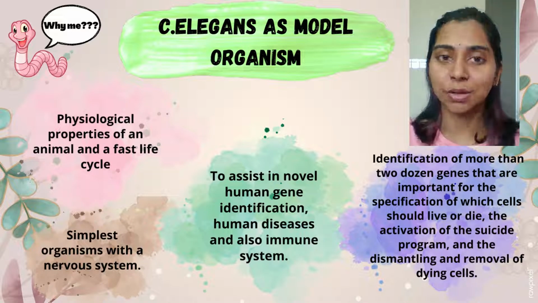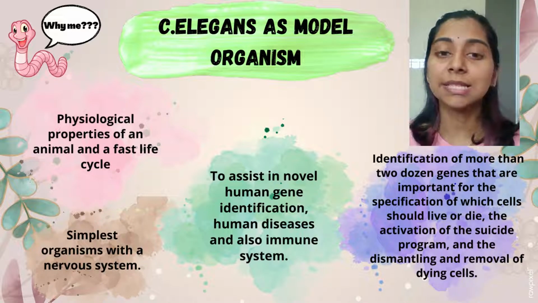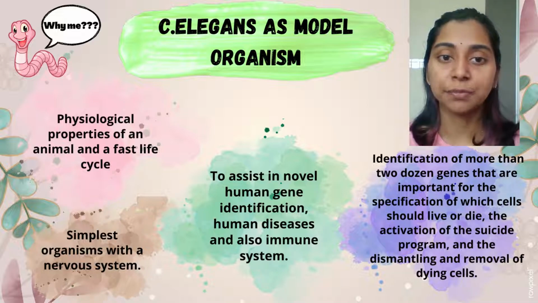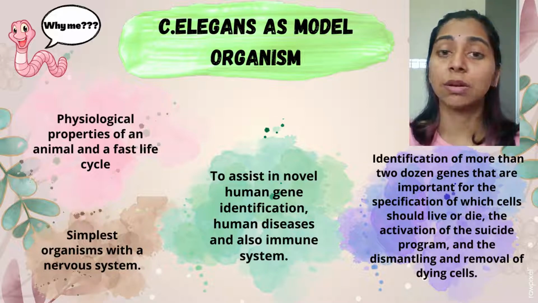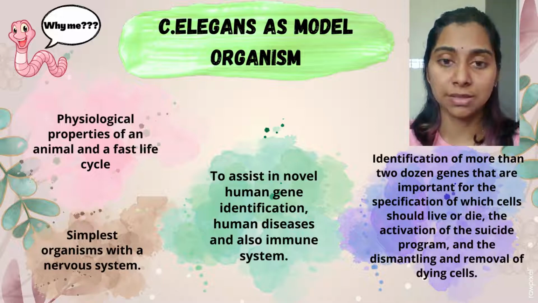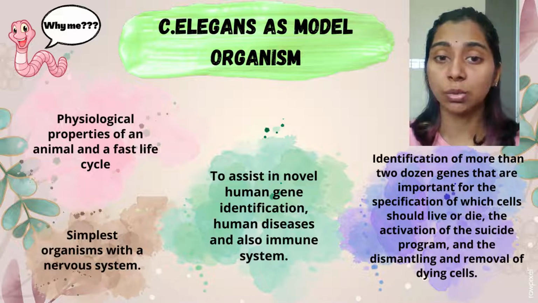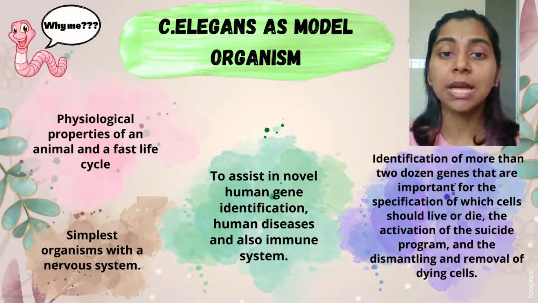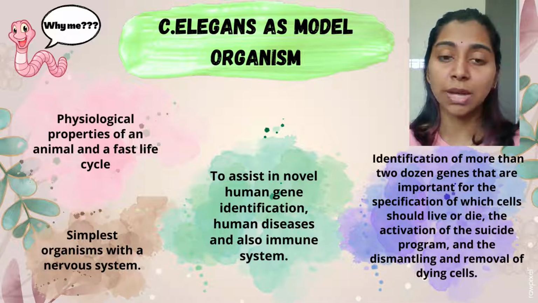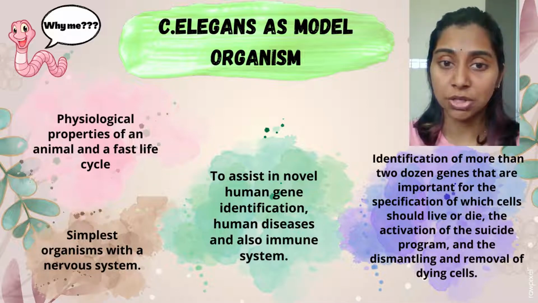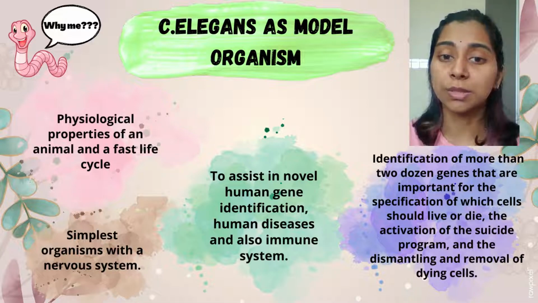C. elegans as a model organism. First, it has the physiological properties of an animal and has a fast life cycle. Next, C. elegans is one of the simplest organisms with a nervous system. In the hermaphrodites, this comprises 302 neurons whose pattern of connectivity has been completely mapped out. Third, it has been used to assist in novel human gene identification, human disease and also human systems.